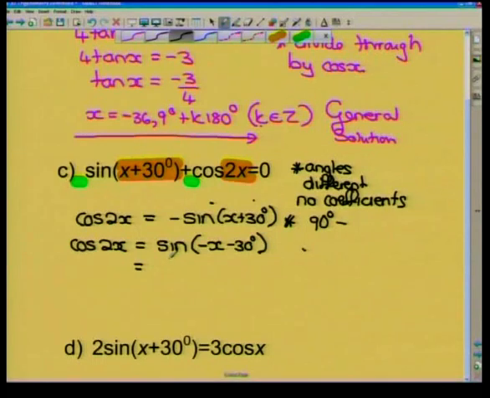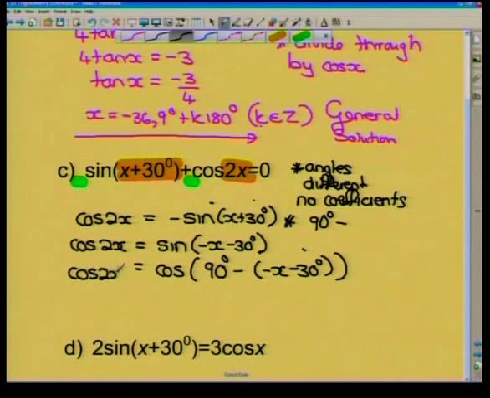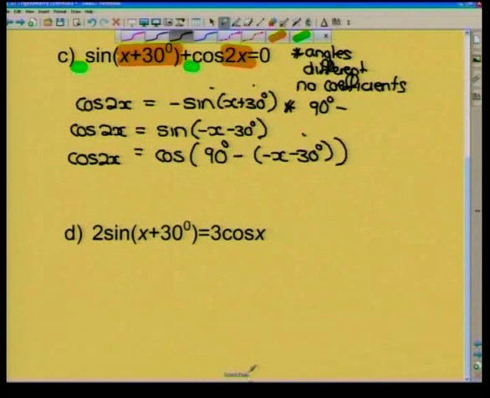And now what we have to do is we have to make sure that we have a cos on each side. Remember, I talked to you about using sines being fine, just a bit more difficult, so it's always better to change to cos. So what I'm going to do now is I'm going to go here, and I'm going to say this changes to cos, as long as I make this 90 degrees minus that package, which is minus x minus 30 degrees. And I've still got the cos 2x over here. Right, let's bring ourselves down a bit.